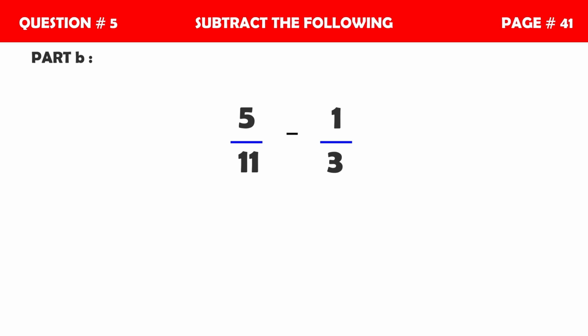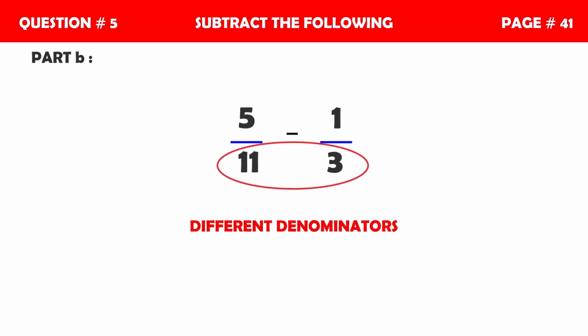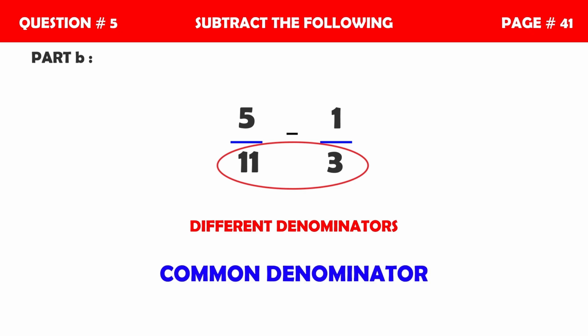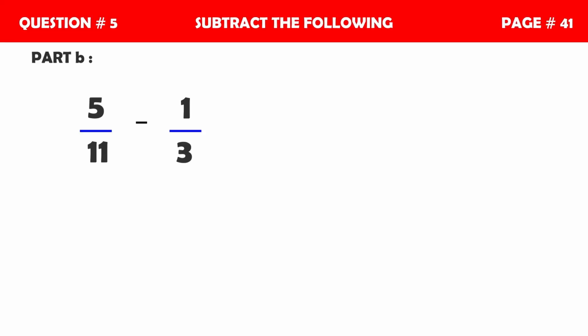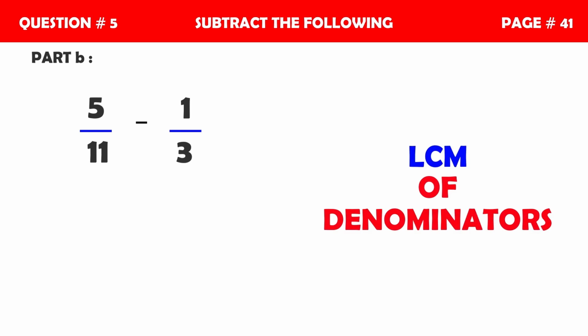Let us move on to part B. This is 5 over 11 minus 1 over 3. Students, as you can see, the denominators are different. So in order to subtract them, we will find the common denominator. So let's take the LCM of denominators.